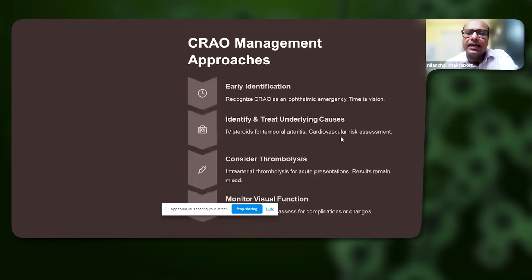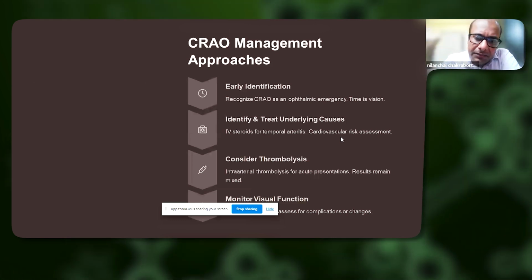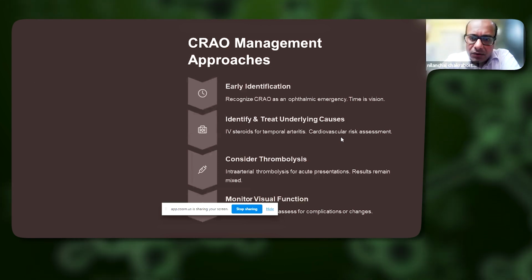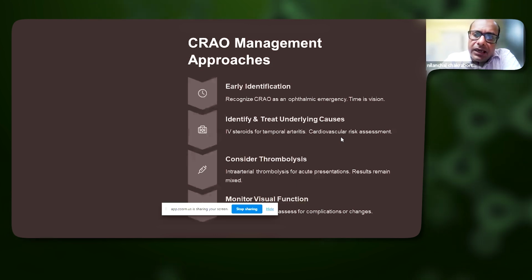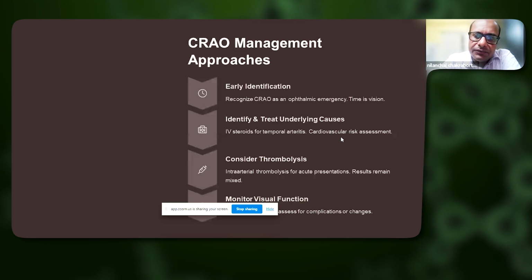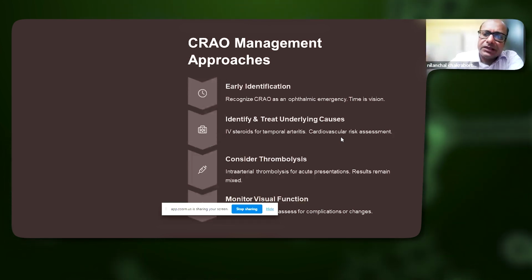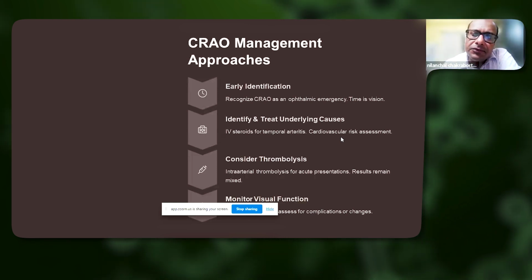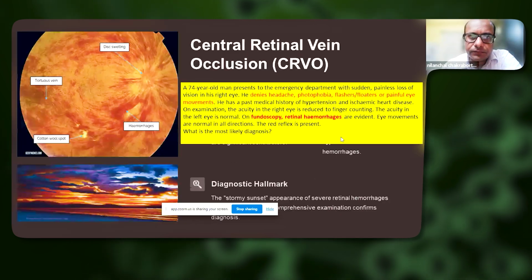How to diagnose? Because it's an emergency, you have to differentiate it from inflammatory or infective causes, and also from central venous occlusion, which has different ophthalmological features. If it is inflammatory, you may give steroid. If it's a cardiovascular disorder, you have to think of stroke and consider intra-arterial thrombolysis also. But ultimately, as a physician, especially in the NHS scenario, you have to refer to an ophthalmologist for an ophthalmic emergency.